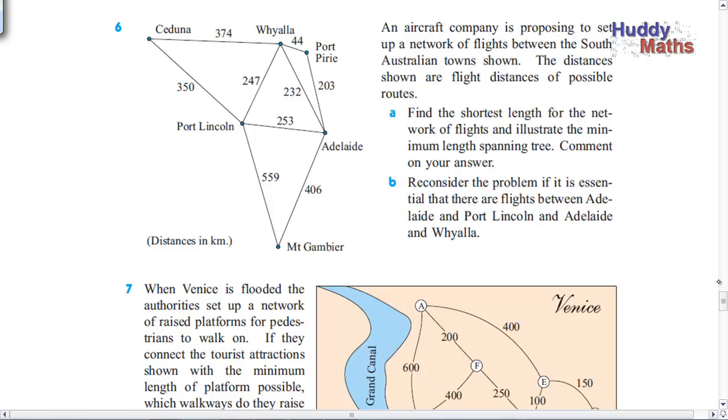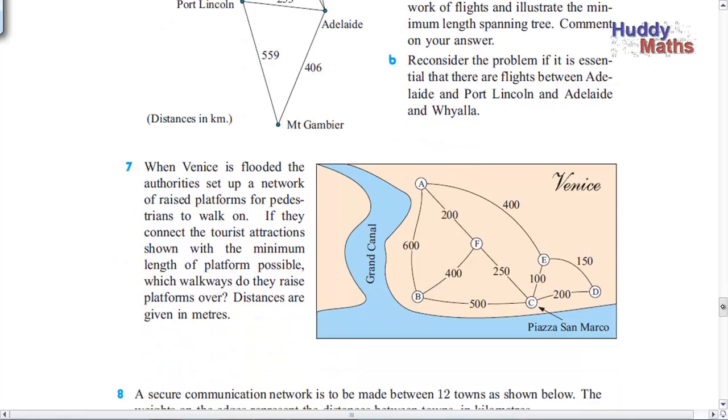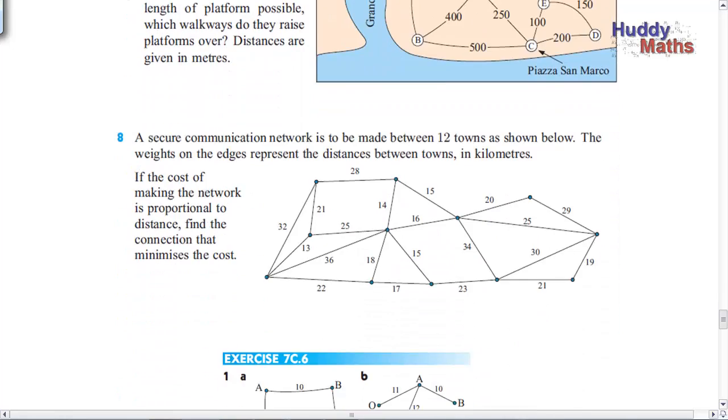Number 6. Okay, flight distances. Okay, weather might affect this, however, so we won't be able to take account of that. Number 7. Interesting problems, aren't they? And then number 8. All right, communication networks. You don't join everything to everybody. You can use the lines that make a minimum length of cable to connect these spots here.